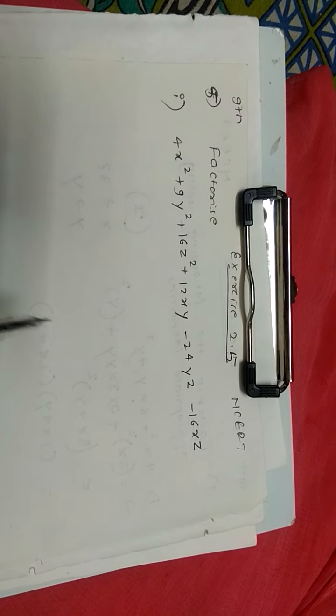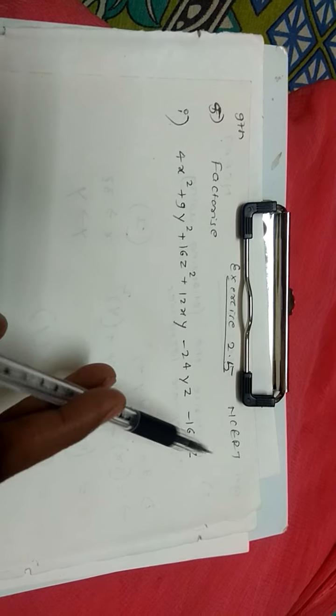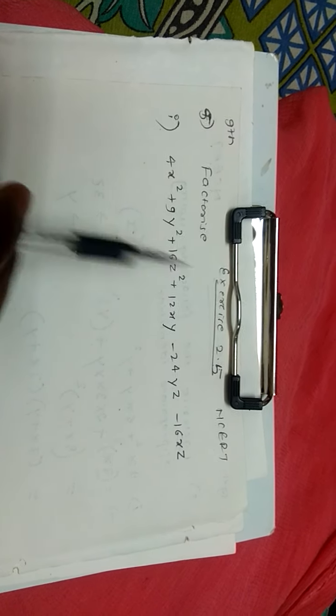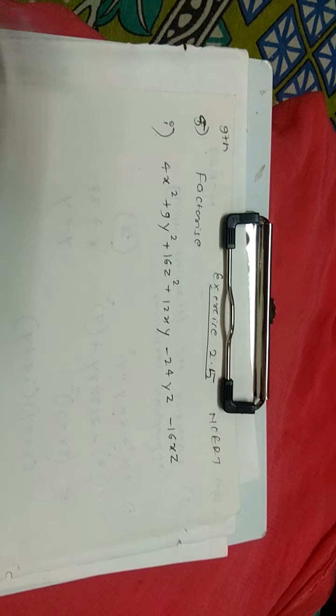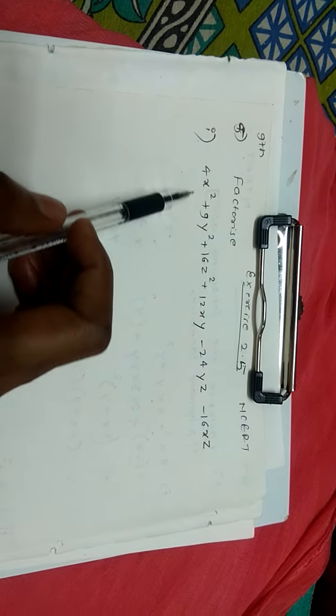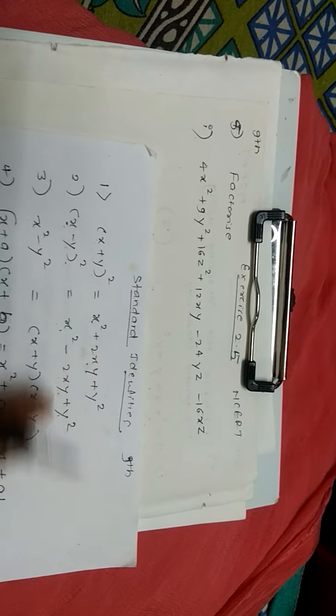Today I am going to explain 9th standard NCERT exercise 2.5, and that fifth question: factorize. Here you have to use identities. Without identities also you can factorize this polynomial, but it takes time, so it is better to use an identity. You have to see which identity all the terms of the polynomial match.